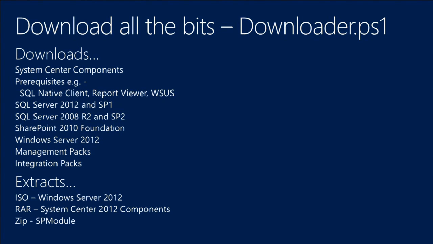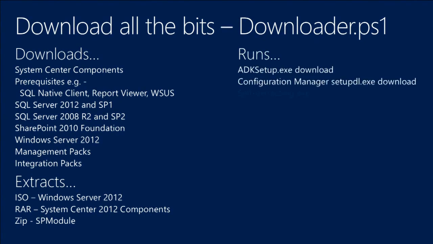If something's an ISO, it mounts it and copies all the files out. If something's a RAR file, it uses WinRAR, or 7-zip in the version I'm about to release, to extract those. If something's in a zip file, it extracts from that. So anything that isn't the raw source files, it extracts. Anything that needs to be run, it goes and runs for you.